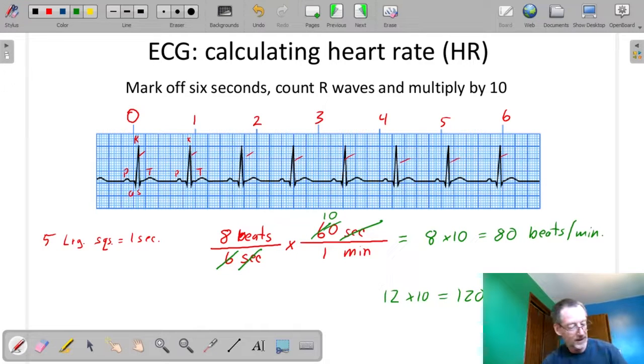Okay, that's it for basics of an EKG. We'll come back to interpreting some common patterns at the end. So I hope this helps. Do practice and ask questions when you have them. I look forward to questions. I like them.